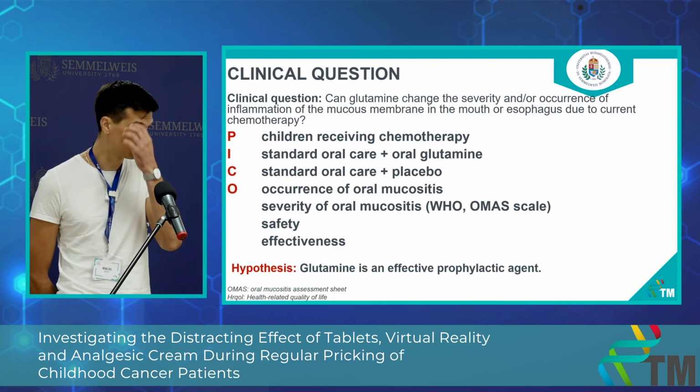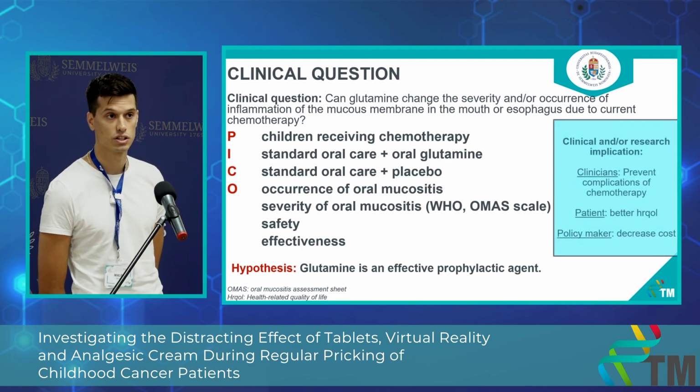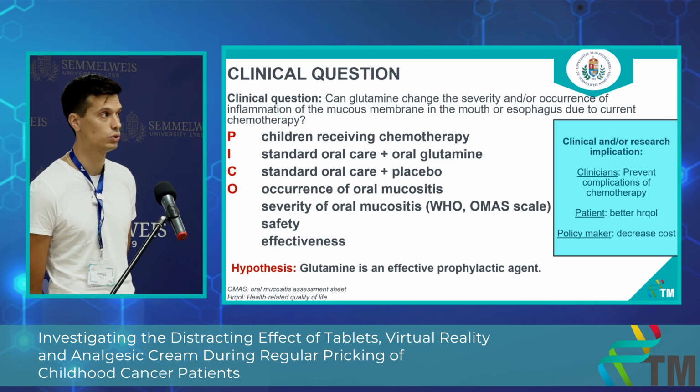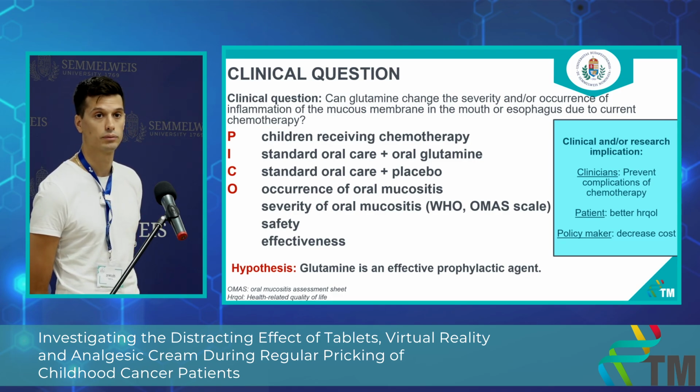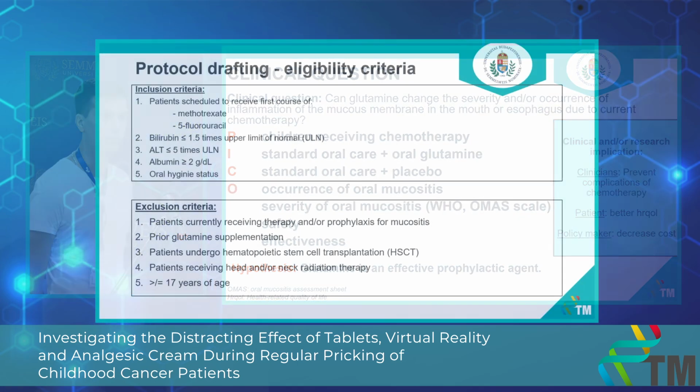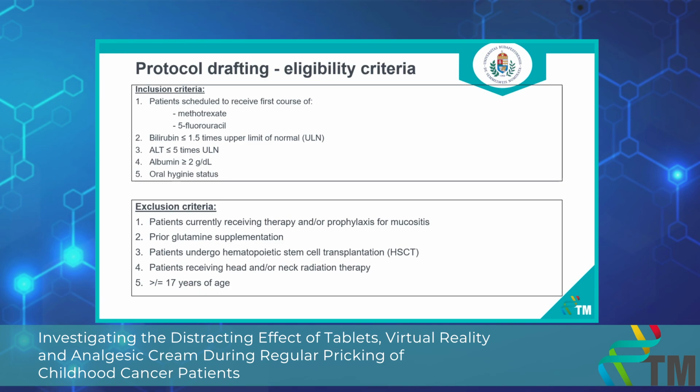Our hypothesis is glutamine is an effective prophylactic agent. If our hypothesis proves to be true, then it can decrease the cost of the treatment and increase the health-related quality of life of the children. Here I summarized the eligibility criteria for our study.